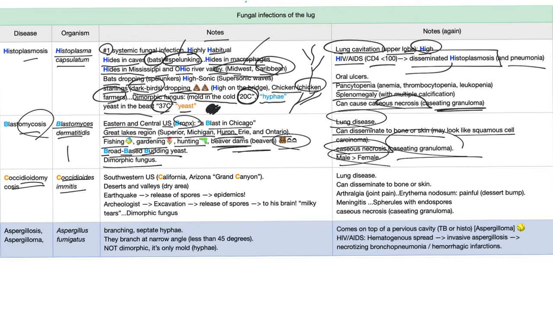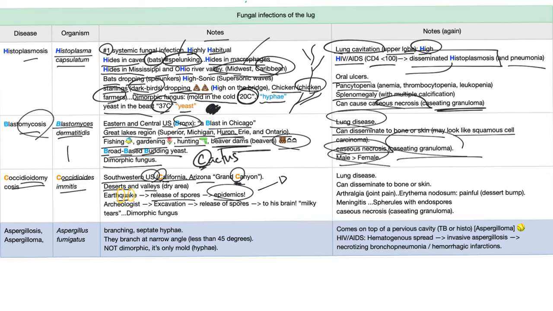Coccidioides immitis leads to coccidioidomycosis. Southwestern United States, California, Arizona, and the Grand Canyon. Everything here is C. California, Grand Canyon. This is coccidioidomycosis. Found in the desert and the valley, and the desert has cactus. So, C. Earthquake will lead to release of the fungal spores, leading to epidemics of coccidioidomycosis. And it happened in California before. They had an earthquake, and then the hospitals were flooded with coccidioidomycosis cases.